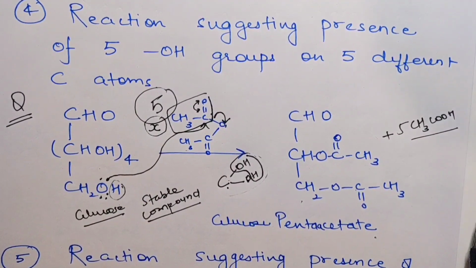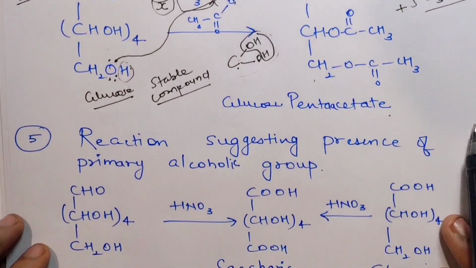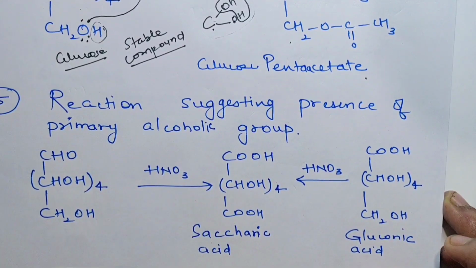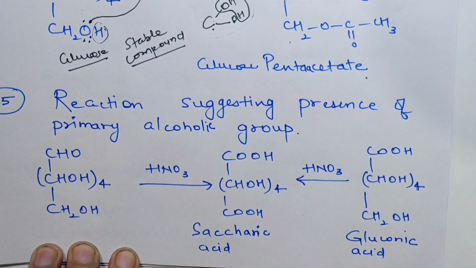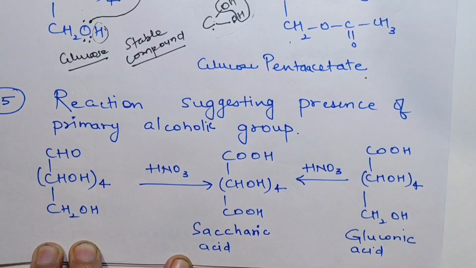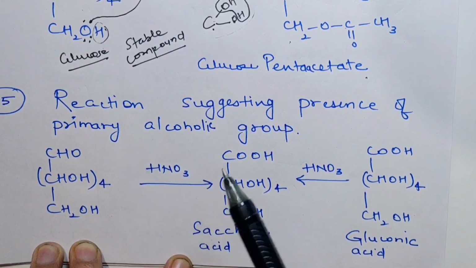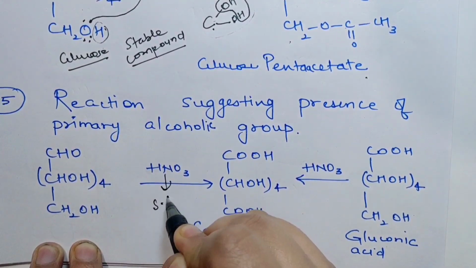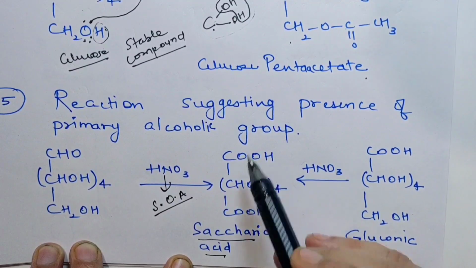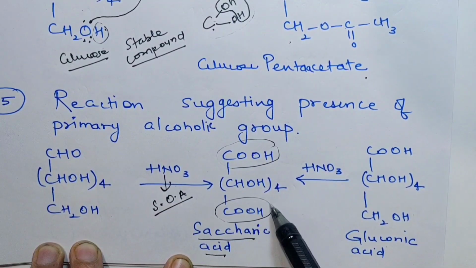Okay, moving on to the next reaction. Reaction suggesting presence of primary alcoholic group. Now, we saw that glucose upon reaction with a mild oxidizing agent gave us gluconic acid. That proved that there was an aldehydic group. Upon reaction with a strong oxidizing agent, nitric acid being a strong oxidizing agent, we get saccharic acid, which basically has 2 carboxylic groups.